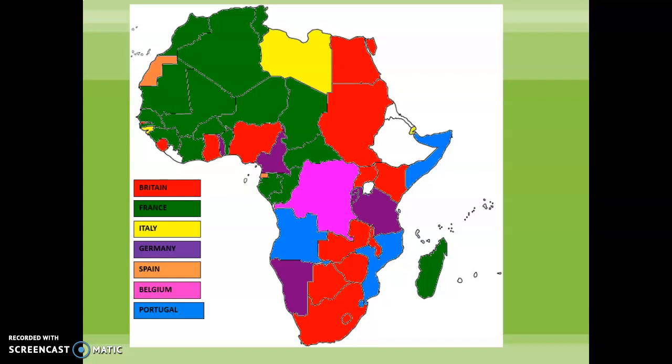The white ones never were colonized. They were always on their own, or controlled by the United States. This is Liberia, this one right over here, and we talked about how the United States kind of claimed that territory for freed slaves if they wanted to go back.